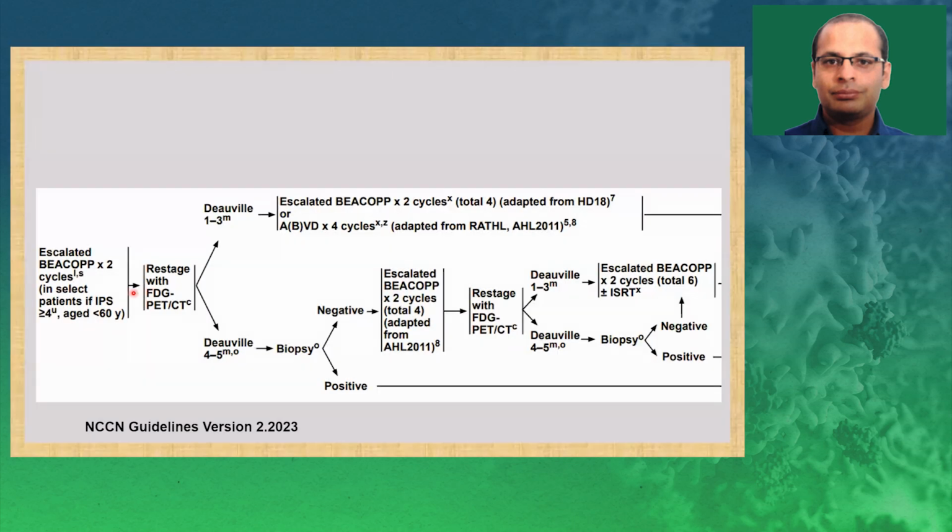How do we use it? Give for 2 cycles, do a PET. If PET negative, give 2 more cycles. You can de-escalate to AVD also for 4 cycles if PET is negative. If PET is positive, then you can consider 2 more cycles, continuing for a total of 6 cycles.